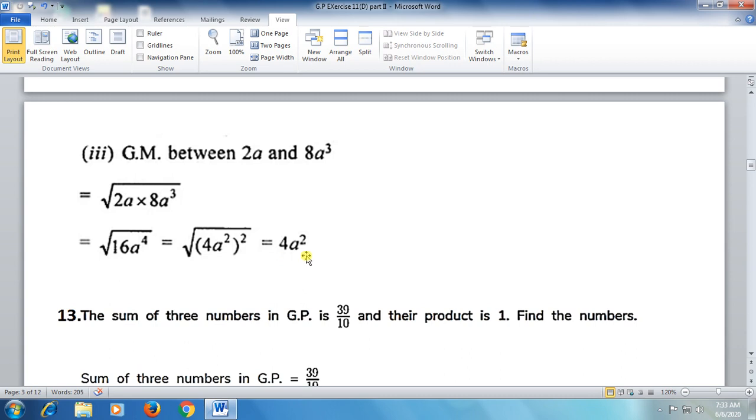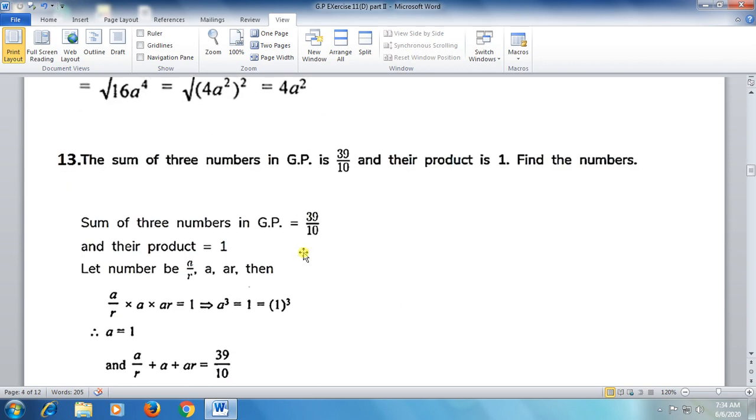I will just repeat, children, the geometric mean between two terms can be calculated by using the formula: geometric mean is equal to square root of AB. In the other way, we have also considered that if A, B and C are the terms of GP, then B square is AC, or it can also be said that B is square root of AC. But when we are solving for the geometric mean, we have to consider the given values as A and B, and the geometric mean between the given values will be equal to square root of AB. Here G, the geometric mean, is between the given values A and B.